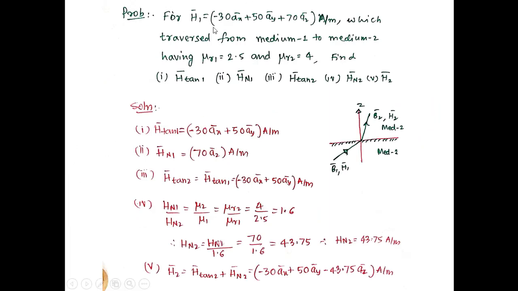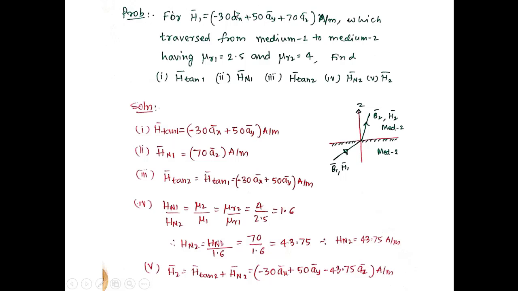Given the problem: H1 bar is equal to minus 30 ax bar plus 50 ay bar plus 70 az bar ampere per meter, which travels from medium 1 to medium 2, having permeability mu r1 equal to 2.5 and permeability mu r2 equal to 4. We need to find H bar tan 1, H bar n1, H bar tan 2, H bar n2, and H2 bar.